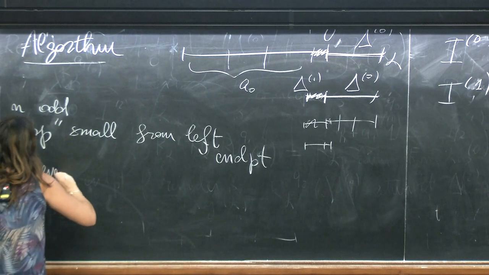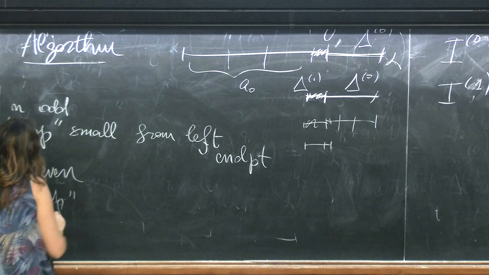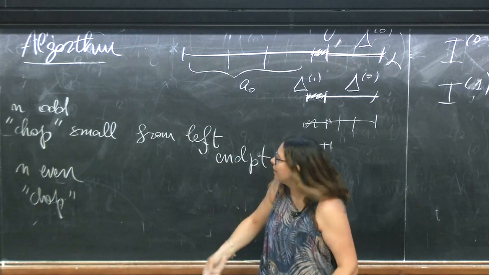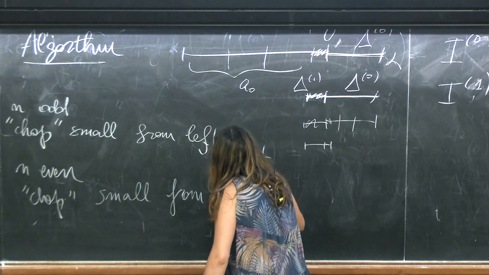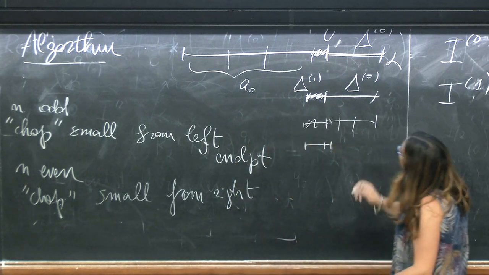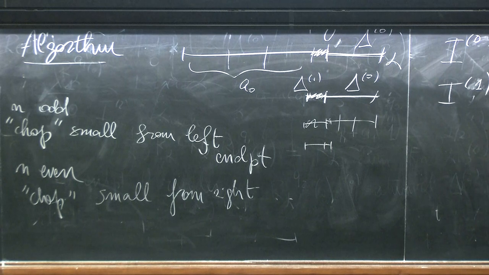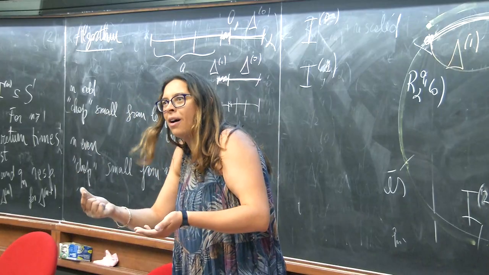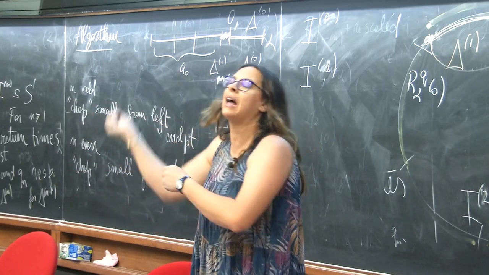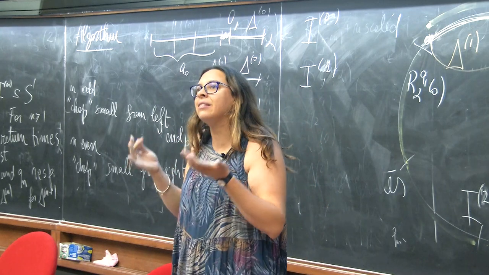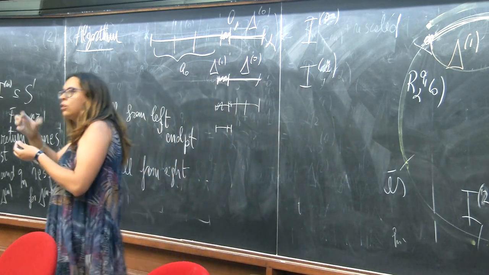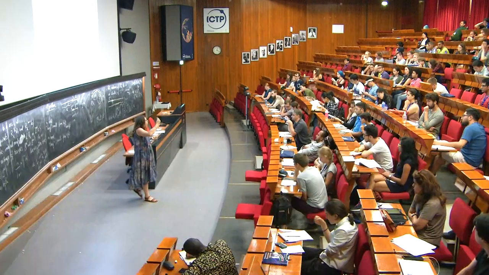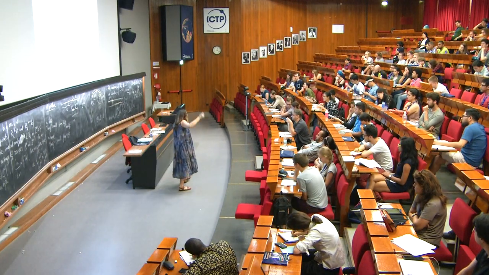And for n even, the small would be on the opposite side. You chop the small from the right endpoint as many times as possible. So each time you take the small, you go to the opposite end and chop it until you have a remainder. Then small becomes large, the remainder is the new small, and you start over. One time you chop from the right, one time from the left. So this algorithm is actually producing the induced maps of the rotation on these smaller and smaller arcs. And that's what we tried to convince ourselves of by looking at the dynamics.